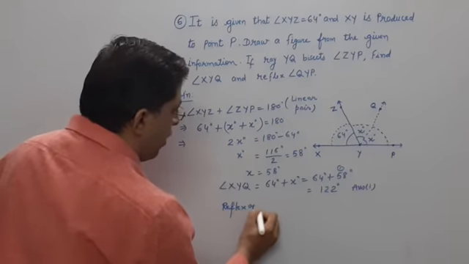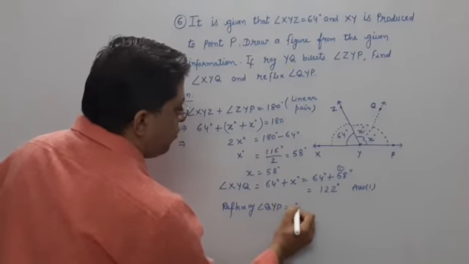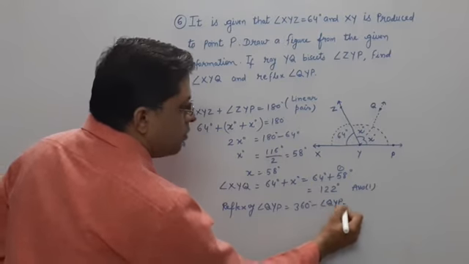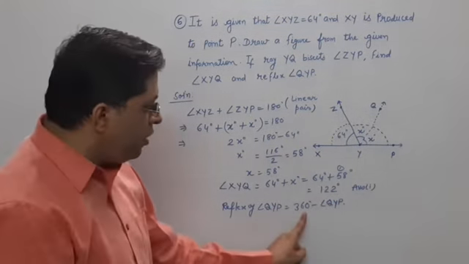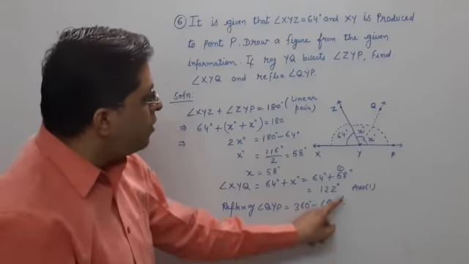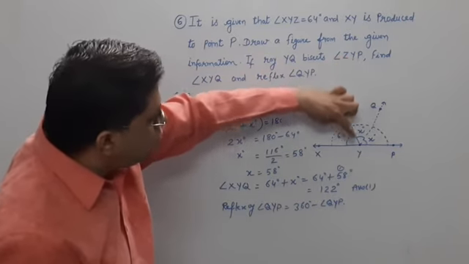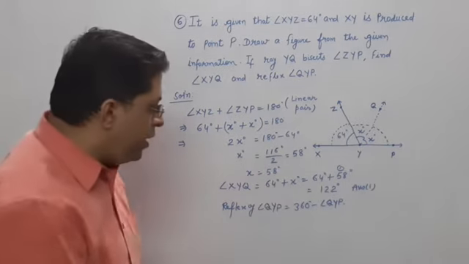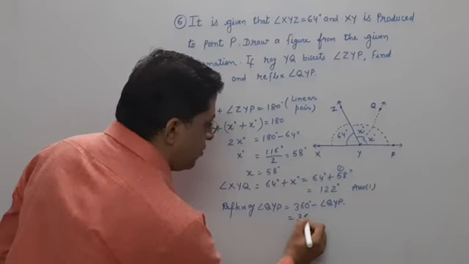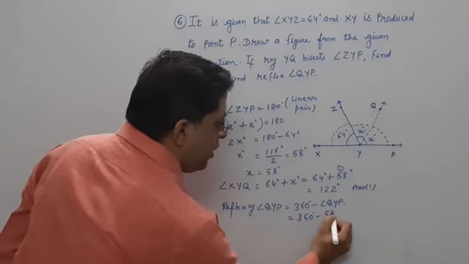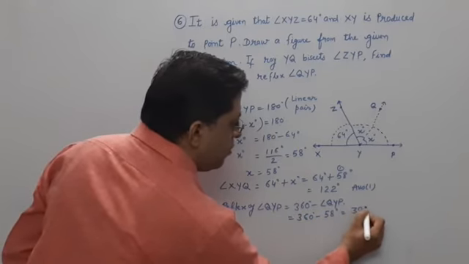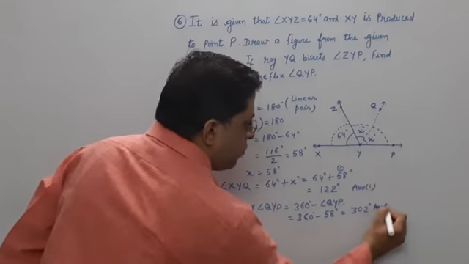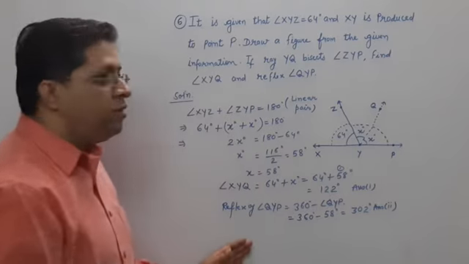Reflex of QYP will be 360 degree minus angle QYP, isn't it? What is angle QYP? That is X. And what is the X value? 58 degree. So this is 360 degree minus 58 degree, which will be 302 degree. Okay, this is your answer number 2. These are the answers.